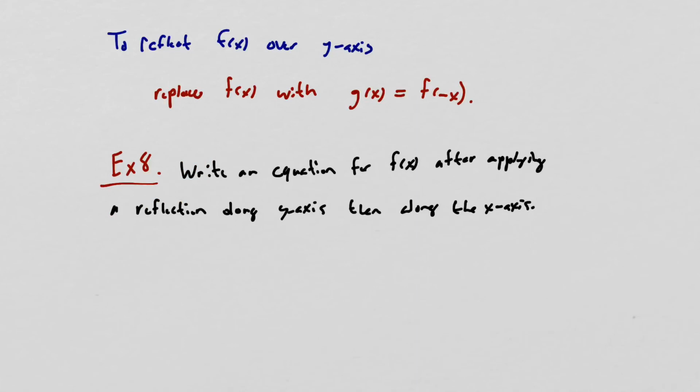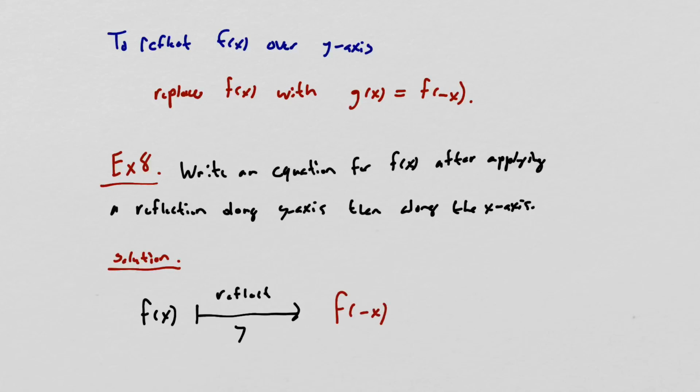Here, we want to write an equation for the given function f of x after applying a reflection along the y-axis and then a reflection along the x-axis. Let's start off with the function that they give us. This is going to be f of x, and then we'll apply our reflection along our y-axis. This is given by our function now, f of negative x. And once we've obtained this, let's go ahead and apply our reflection along the x-axis. This is going to be given by a negative 1 times our f of negative x. And this is our solution.